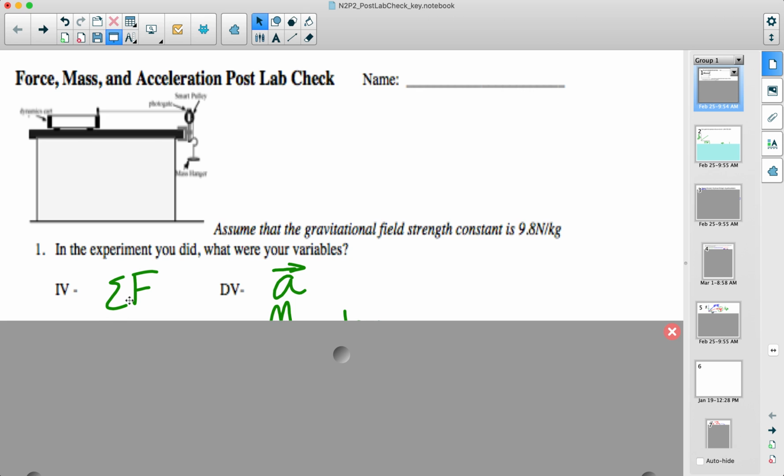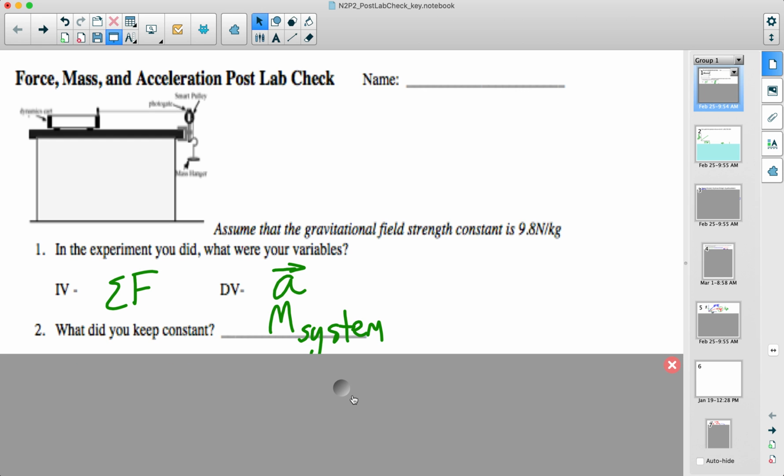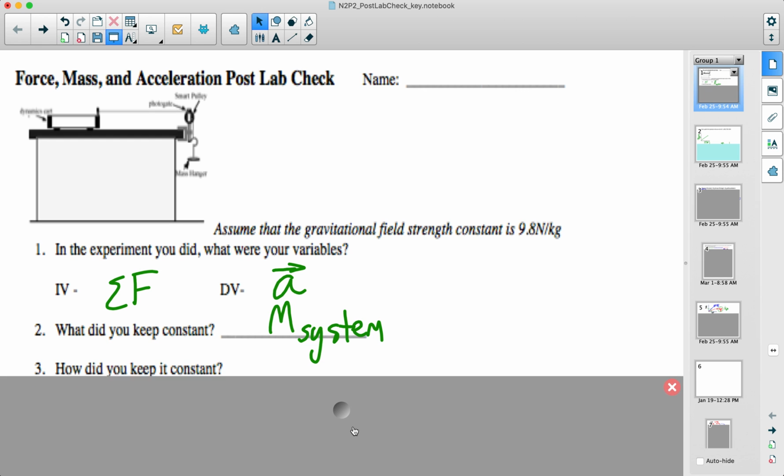Our independent variable was the net force. That's what we changed. The acceleration was what we measured at the end of each trial. That's the dependent variable. And our constant variable was the mass of our entire system.